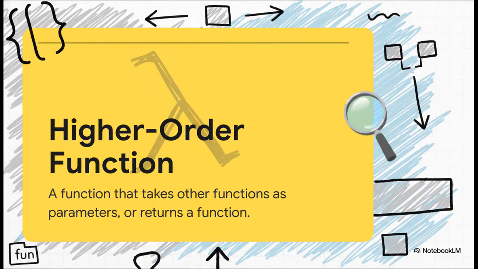Okay, let's put all these pieces together. When you have a function that either takes another function as one of its ingredients, or it returns a brand new function, we call that a higher order function. Remember our recipe analogy? This is like a master chef who doesn't just work with flour and sugar, they work with other people's recipes. It's a whole other level of power and reusability.